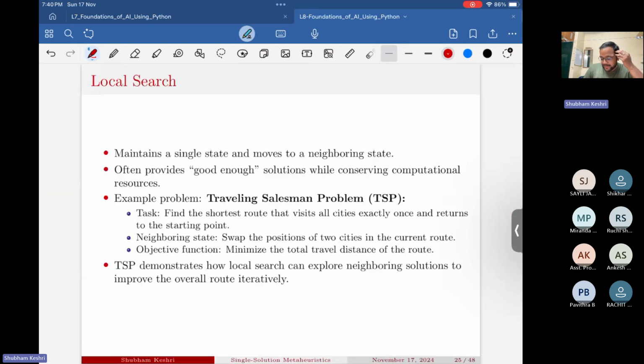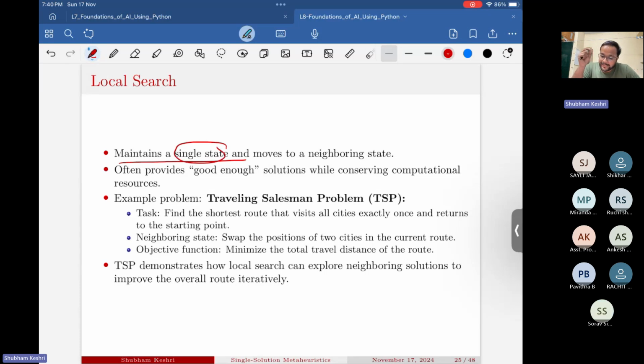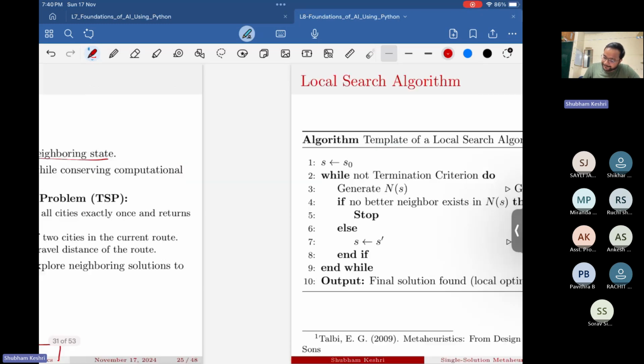So what is local search? I have given you everything. It maintains a single state, so it is important. It only remains at one point. That is why this is known as a single-solution metaheuristic. It only sticks to one solution and moves to its neighboring state. It gives you a good enough solution. For example, I have shown you the traveling salesman problem.